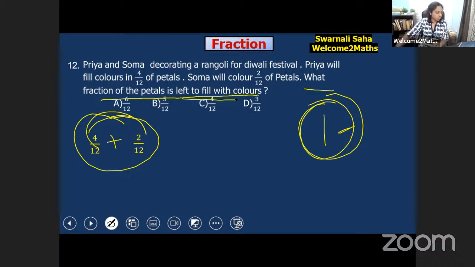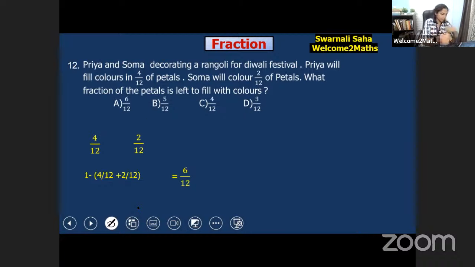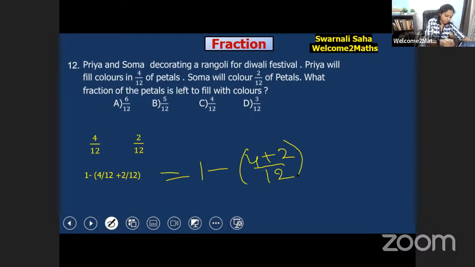So let's do it. 1 minus 4 by 12 plus 2 by 12, and that will be 6 by 12. You know, 6 by 12. 1 minus 6 by 12. It is 1 minus, 4 plus 2, 6 by 12.